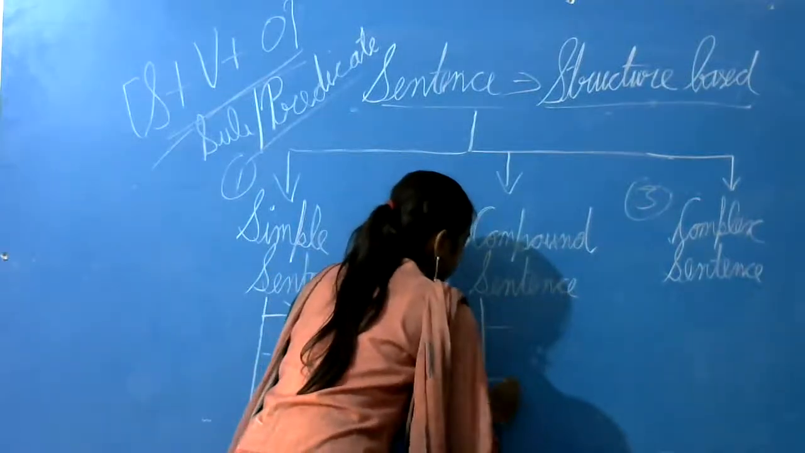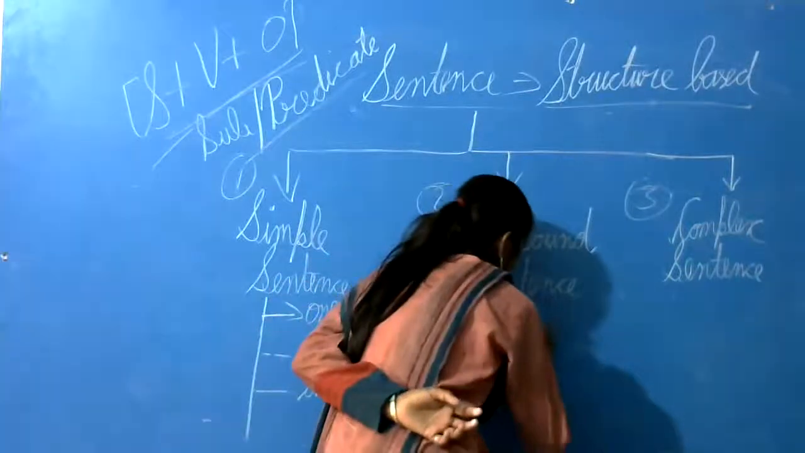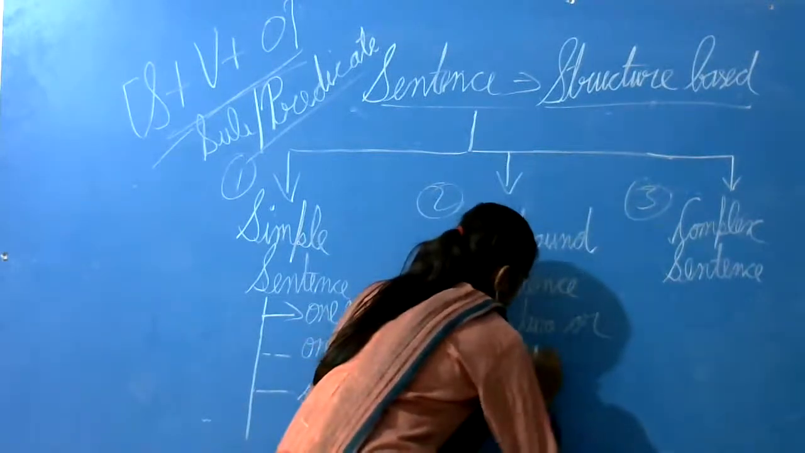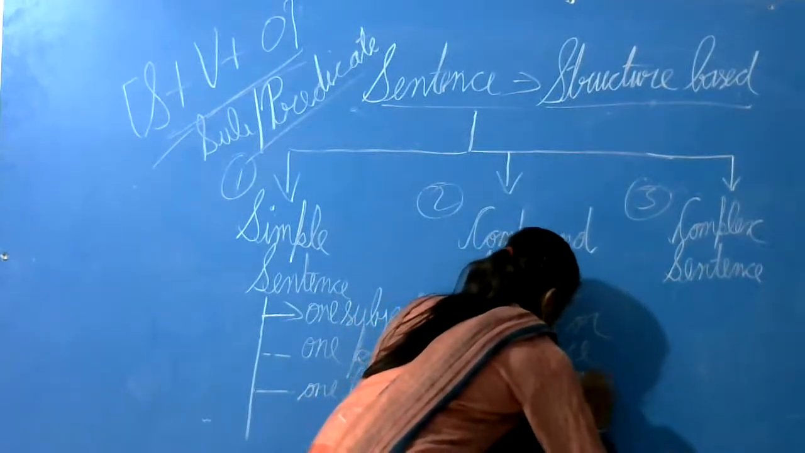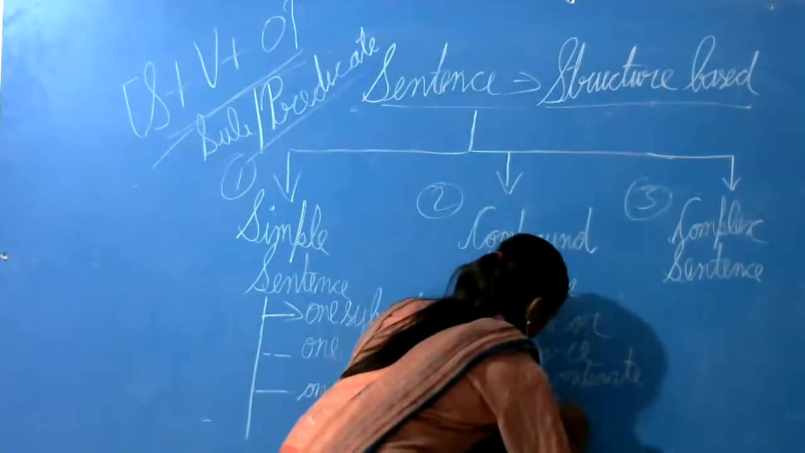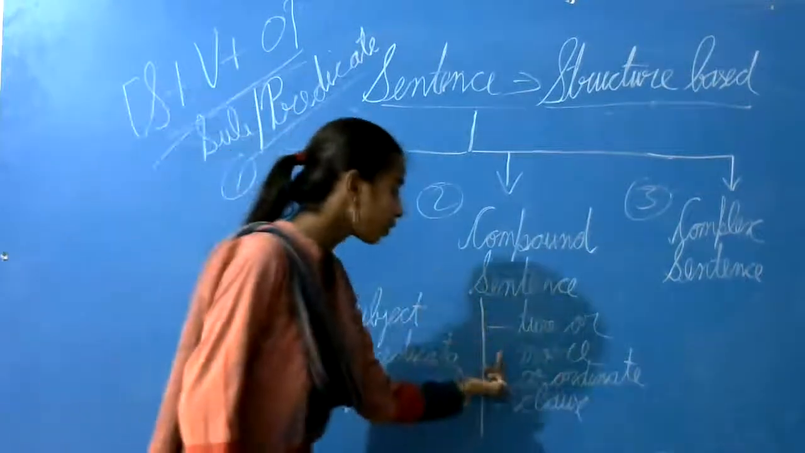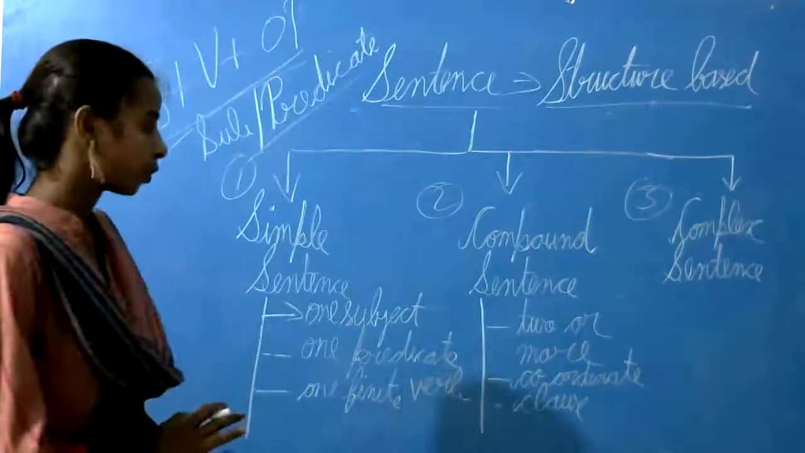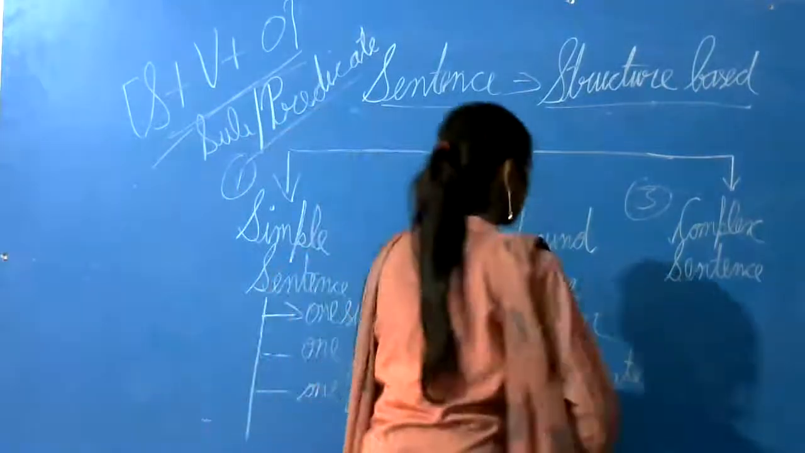To know the definition of compound sentence, you should know these 2 points. A compound sentence is made up of two or more, दो भी हो सकते हैं, two or more coordinate clause. A compound sentence कैसे बना है? दो या दो से ज्यादा कोऑर्डिनेट क्लॉज. कोऑर्डिनेट क्लॉज क्या होता है? जो कोऑर्डिनेटिंग कंजंक्शन से जुड़ा हो. ठीक है. A compound sentence is made up of two or more coordinate clause.